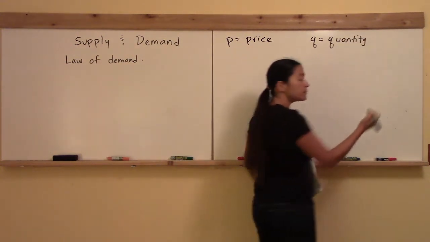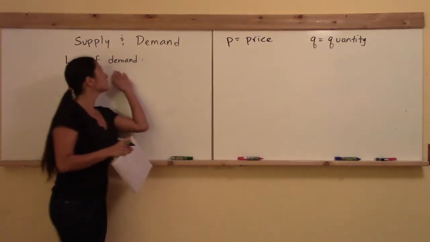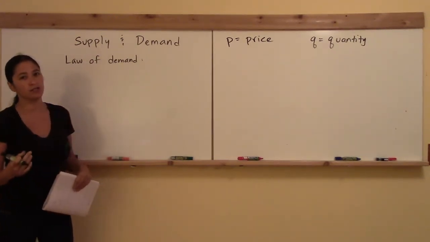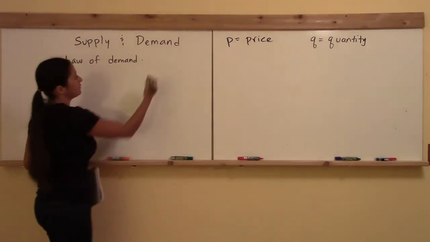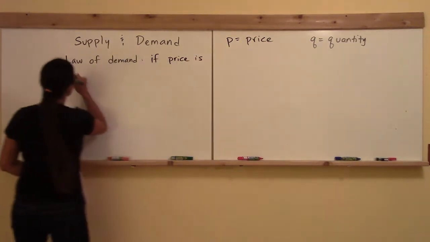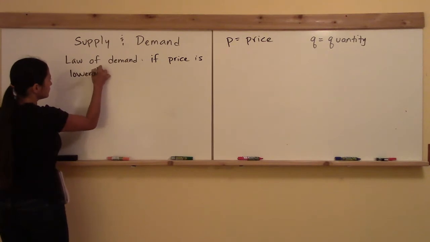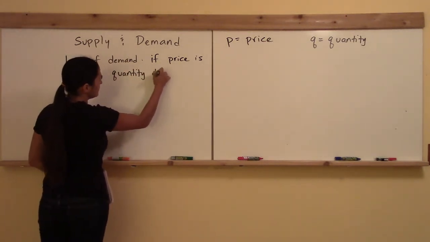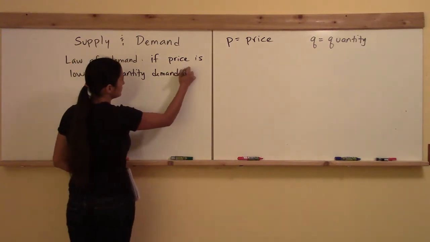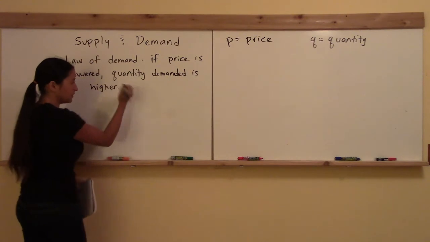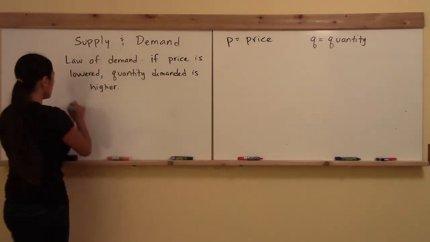Okay? And if the price is lower, the law of demand says the quantity demanded will be higher. If price is lowered, then the quantity demanded is higher. Of course. If you're going to make the price cheaper, I'm going to want it even more.